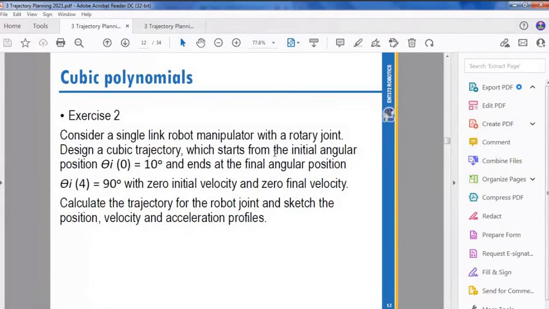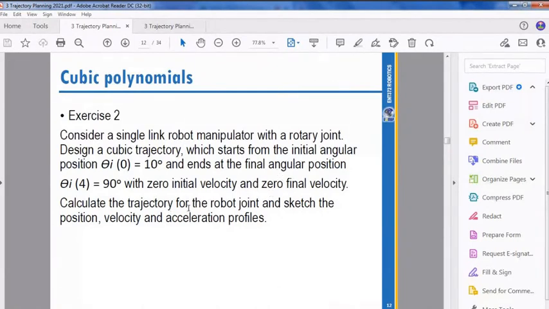You see the exercise also has the same meaning, but they use different wording. For example, initial angular position. Initial is starting at 10 degree and ends at the final angular position, so 90 degree. And then how long it takes to move from initial to final. So suppose he gives the value here.